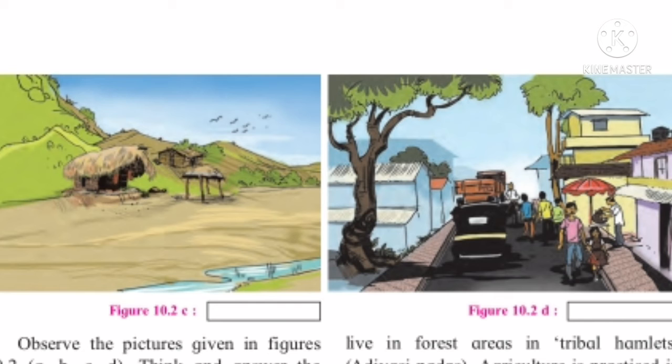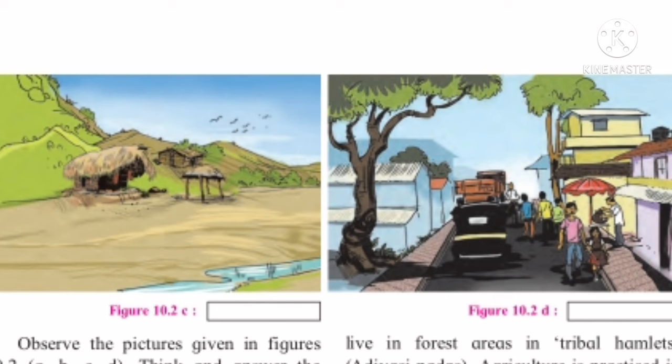10.B is the picture related to city. Monorails, skyscrapers and a lot of traffic with vehicles moving around can be seen. 10.C are tribal hamlets with sparse population. Sparse means population which is spread out.